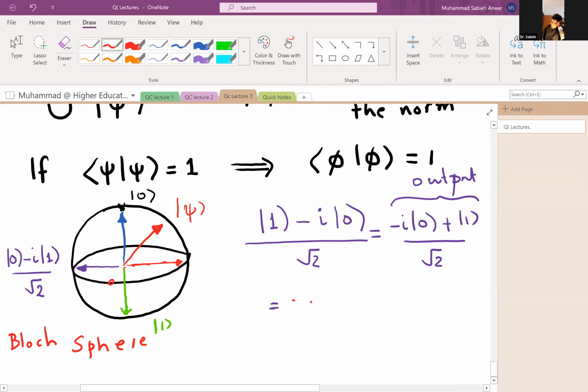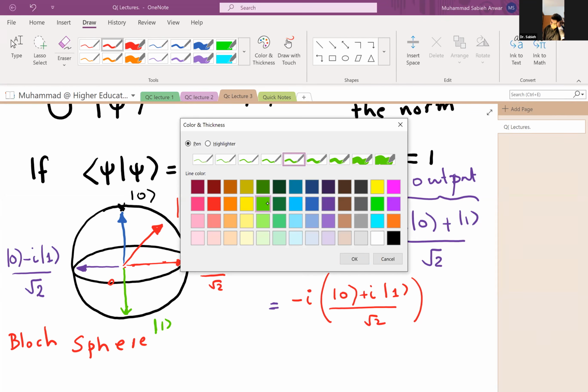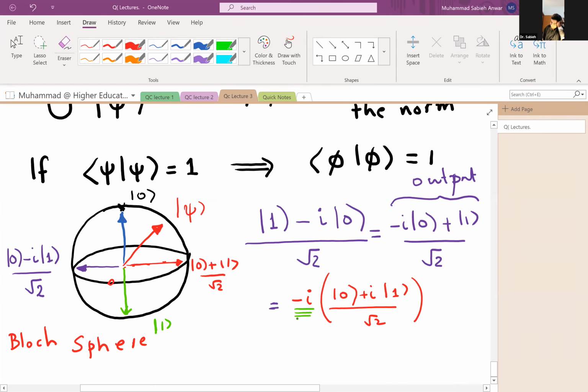So I take minus iota common from this output. I write ket 0. What do I need to write here? Plus iota, right? Because plus iota multiplied with minus iota gives me plus 1, which is this state over here. And what do I do with this minus iota? Because the state that I'm actually getting is all of this.